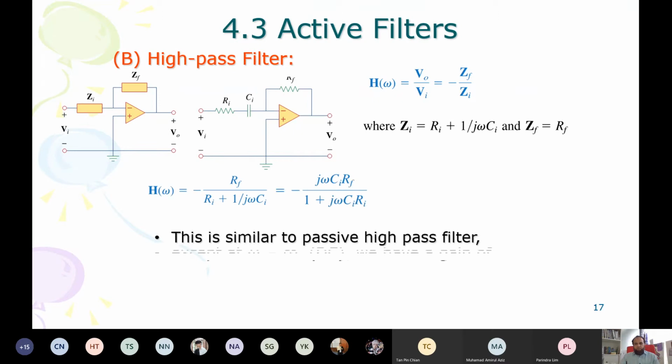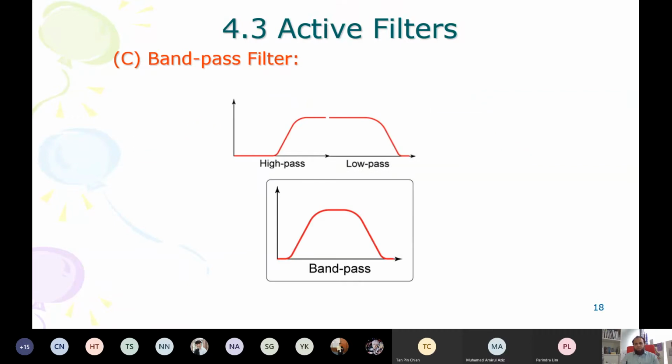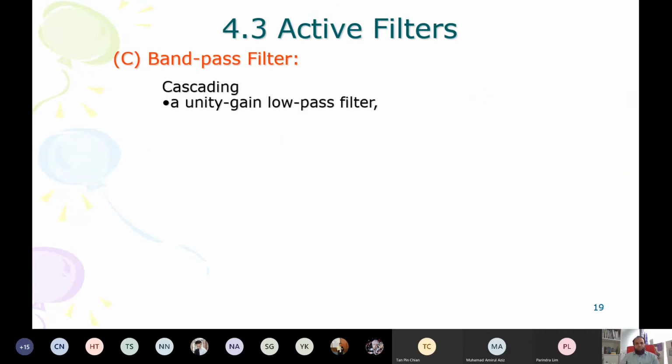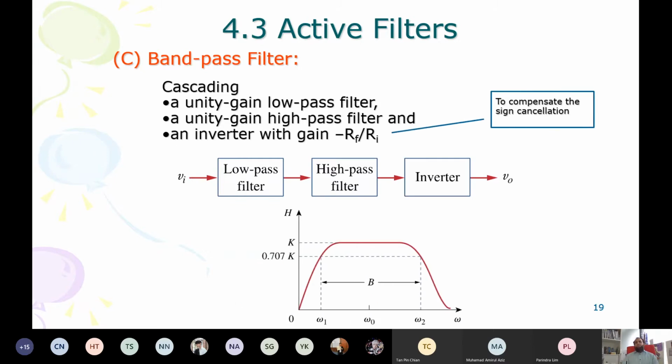So similarly, we just proceed in the same way, and at infinity, this will be 0. This will be 1 at infinity, actually, infinity upon infinity, kind of 1. Except that we'll have a gain of minus Rf upon Ri. All right, so same story for band pass. The band pass we can make using cascading low pass and high pass filter with the inverter.